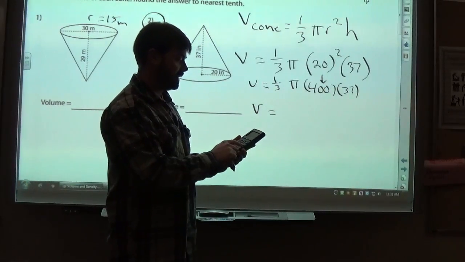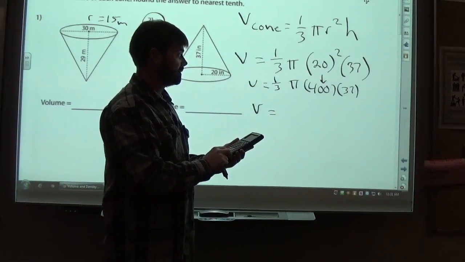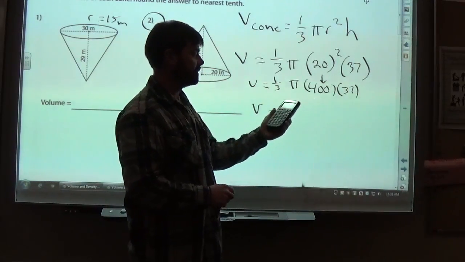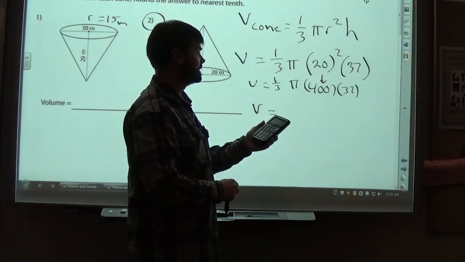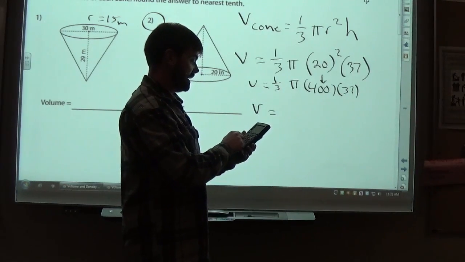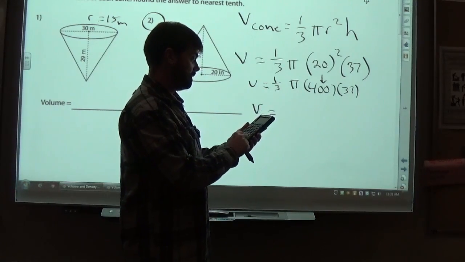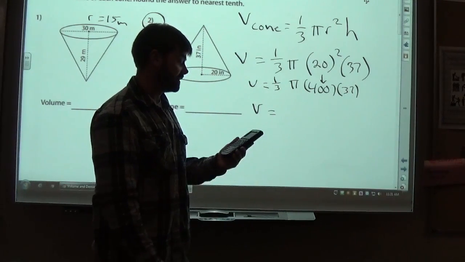Again, you can type that in any order you would like. If I multiply 37 by 400, I get 14,800. I'm going to multiply that by pi. And then I'm going to divide that by 3. Multiplying by 1/3 is the same as dividing by 3.